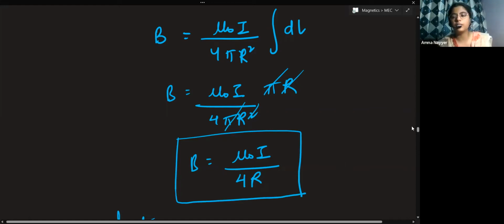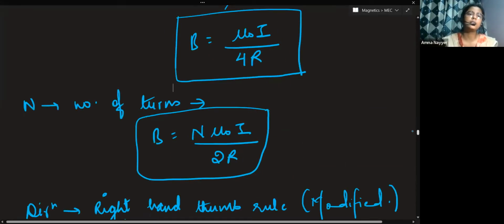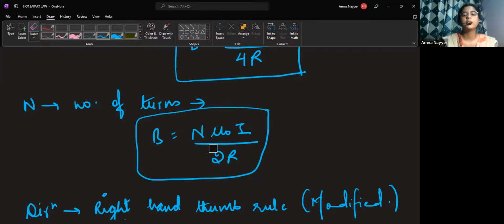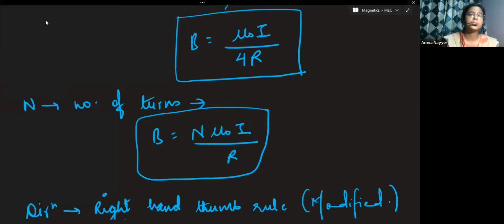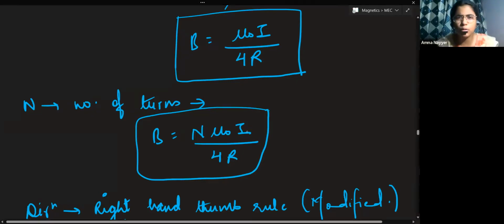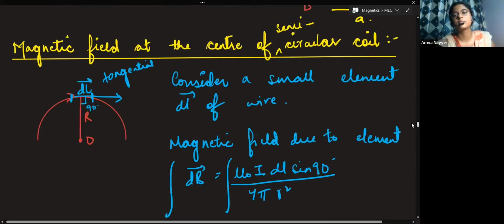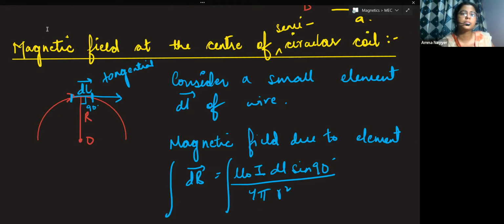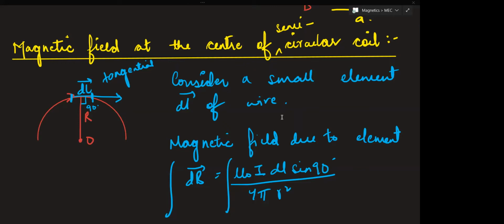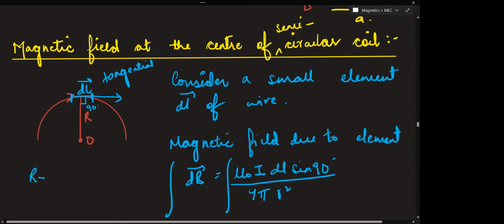Again, if n number of turns are there, then it will be n mu naught I by 4r. So do not write the direction again. The direction is the same, so don't write the direction and waste your time. But write it till the number of turns. And it's better if you mention the radius as well. Write that r is the radius.